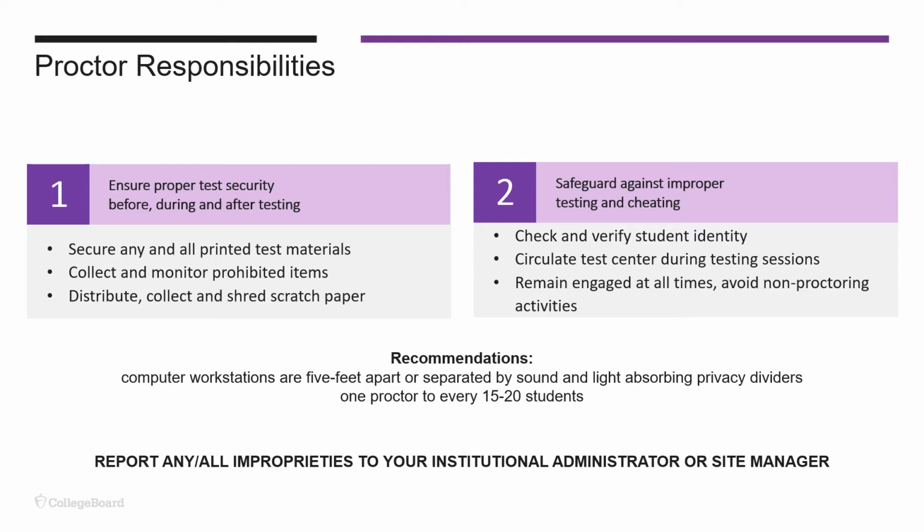Proctors must take required steps to, number 1, ensure test security, and number 2, safeguard against cheating. To ensure test security, proctors must keep all printed materials secure, collect and monitor all prohibited items, and distribute, collect, and shred all scratch paper. To safeguard against cheating, proctors must verify student identity and engage in active monitoring behavior throughout the duration of the testing session.